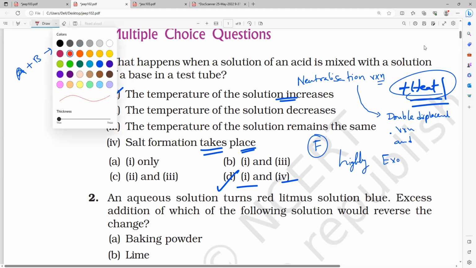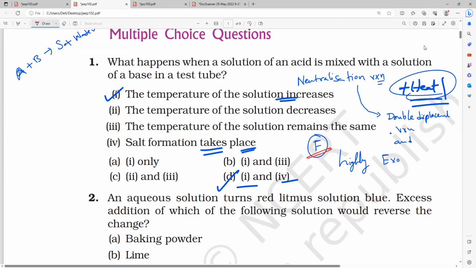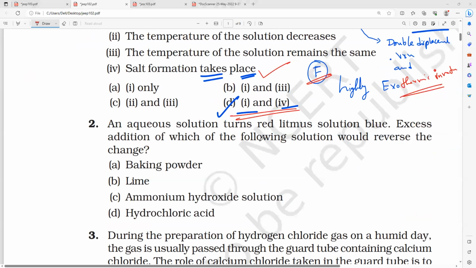In your notebooks, chemical properties of acids, property number F: acids reacting with the bases, neutralization reaction, highly exothermic reaction. Have you written it, Mr. Harish? Highly exothermic in nature. So the temperature of the solution increases and salt also forms. So option D. Who is choosing option C? Mr. Naveen, you have chosen option C, I think. Be careful.